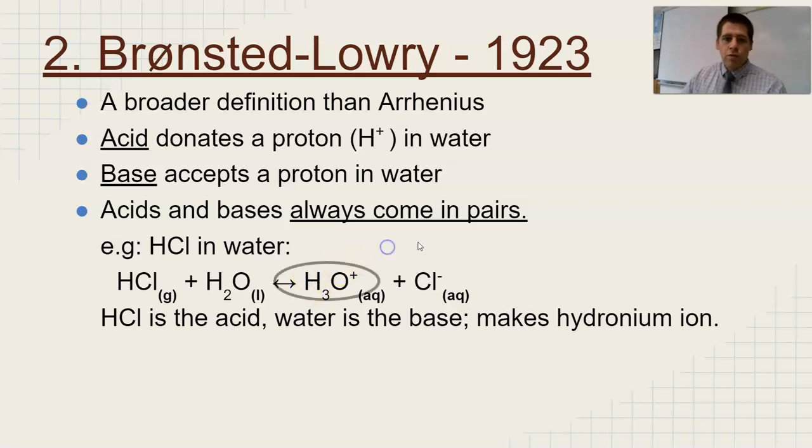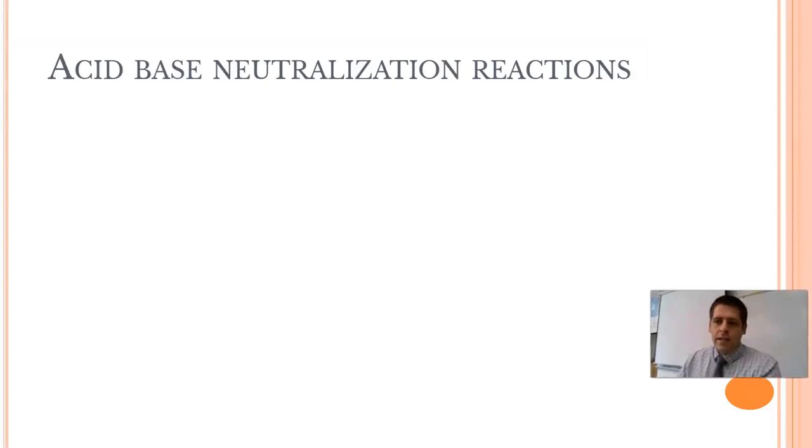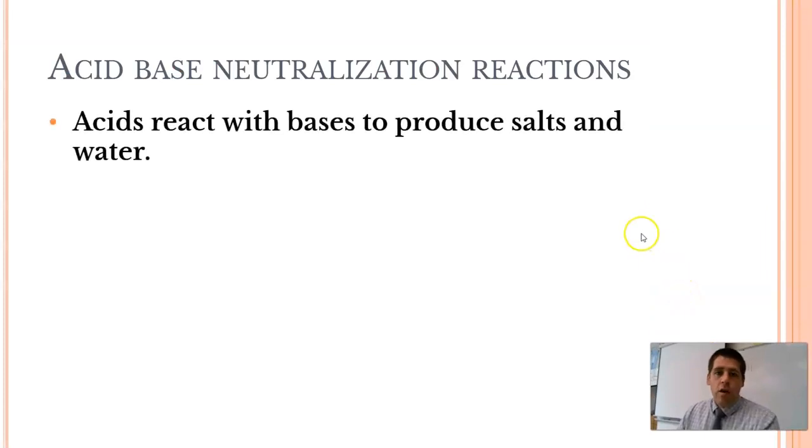This H3O plus is referred to as the hydronium ion, and it's often used interchangeably with the H plus. So all these things are equivalent. Maybe make a note to yourself in your notes: proton, H plus, H3O plus, these are all really the same thing, different ways of representing the same thing. When acids and bases react with each other, they're always going to form a salt and water. And here I'm talking about a true acid and a true base, something that always is an acid and always is a base.